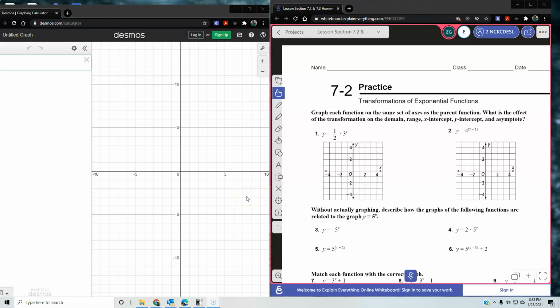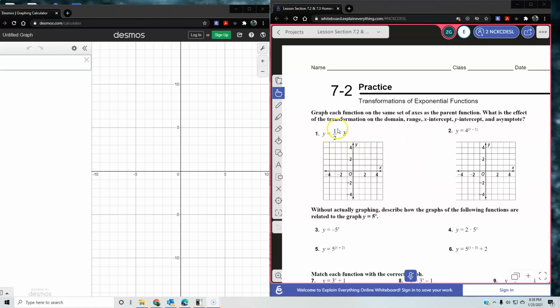I'm going to work on the following problems here. We're going to go ahead and start with number 1. Let me give you the instructions. It says graph each function on the same axis as the parent functions. What is the effect of the transformation on the domain, range, x-intercept, y-intercept, and asymptote?